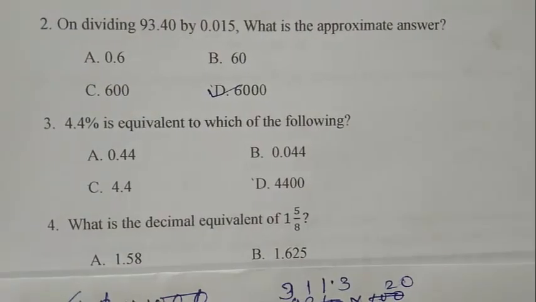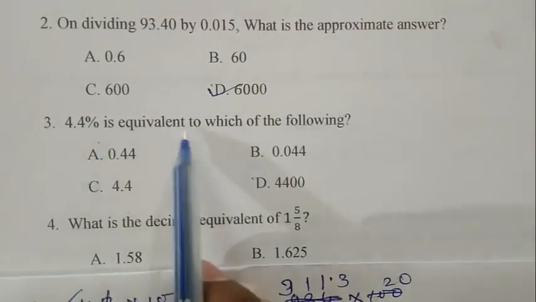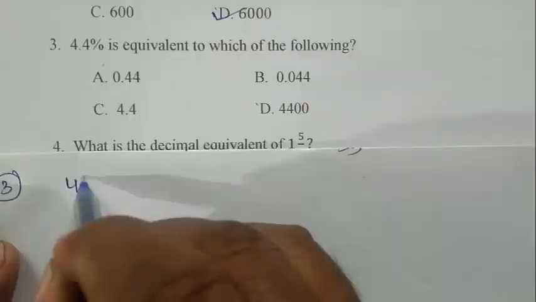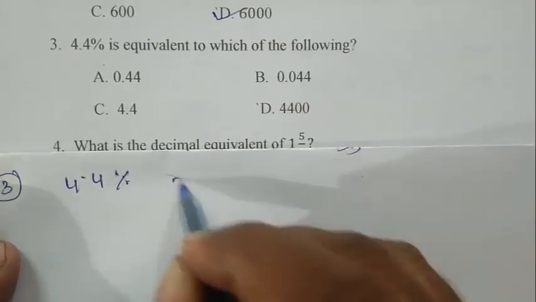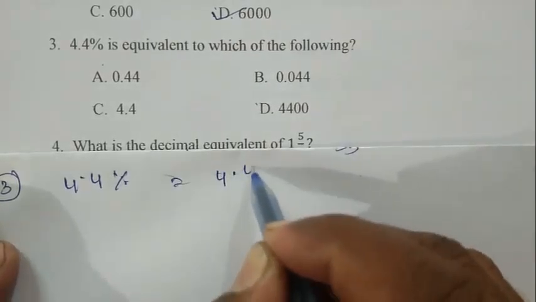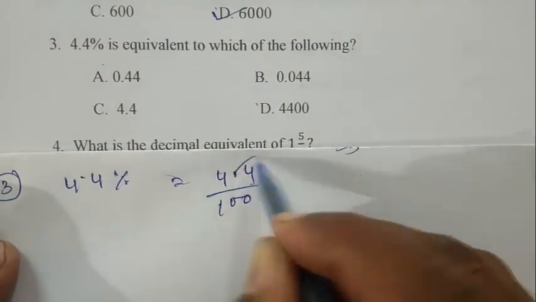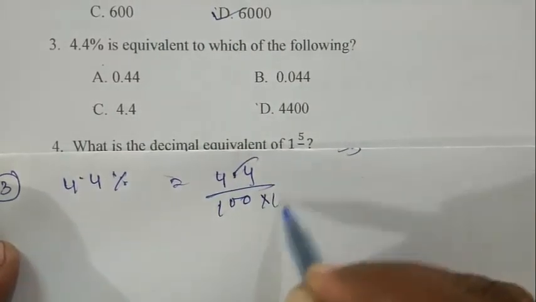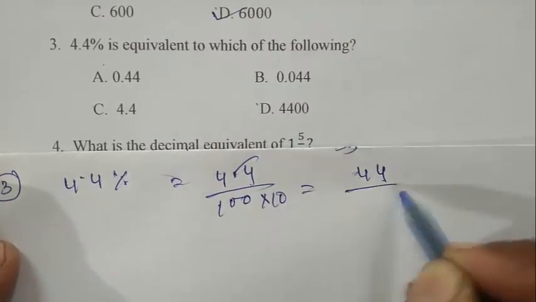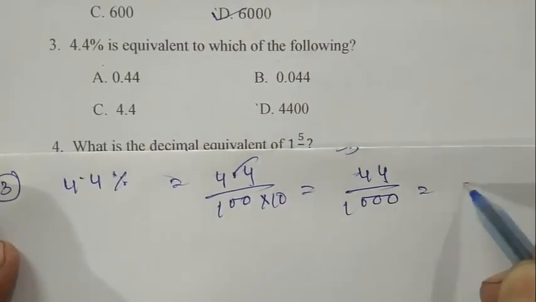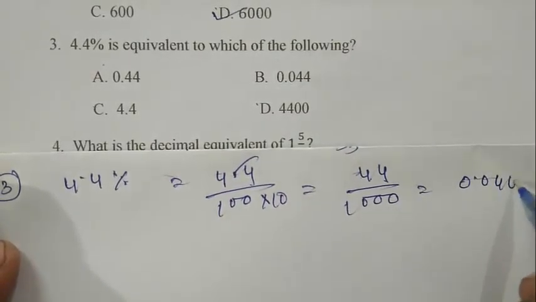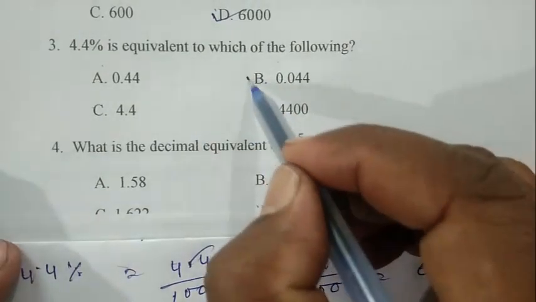Question number 3. 4.4% is equivalent to which of the following? Percent, that is 4.4 by 100, it becomes 44 by 1000, that is 0.044. So B is the right answer.